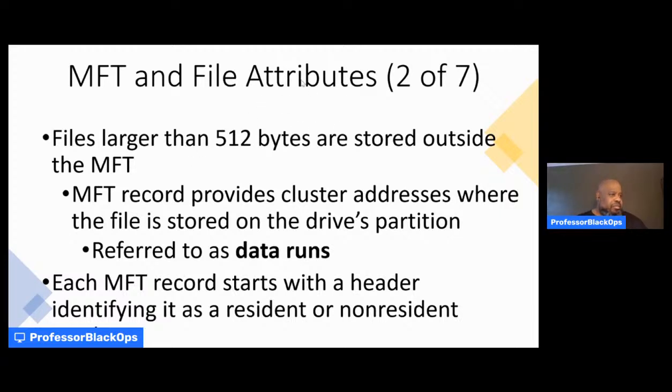A file larger than 512 bytes is stored outside the MFT. The record provides cluster addresses where the file is stored. This is referred to as data runs. Each MFT record starts with a header identifying it as a resident or non-resident attribute.